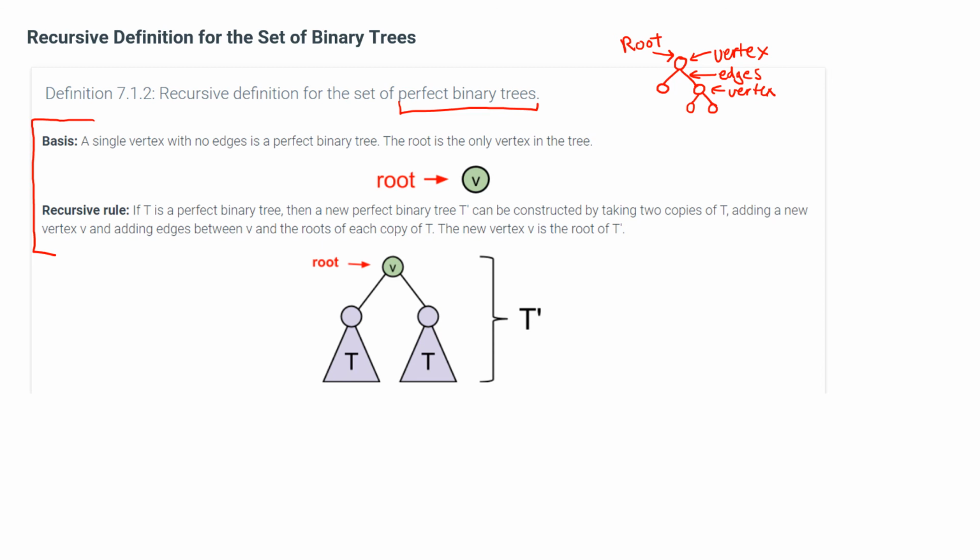Sorry, is a perfect binary tree. So it's in our set that we're defining right here. The set of perfect binary trees. That's what we're defining. Okay, so now here's the recursive rule.